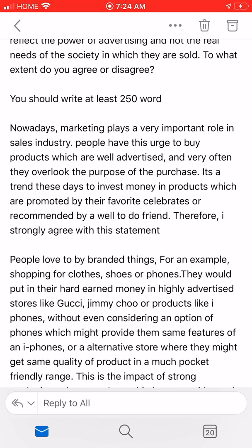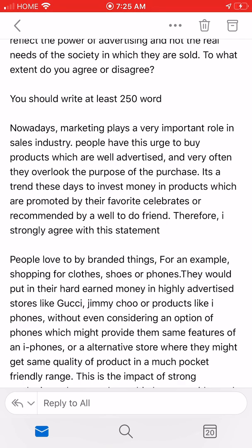Nowadays, marketing plays a very important role in sales industry. People have this urge. Do you see a mistake? I do. Why P is small? People have this urge to buy products which are well advertised, and very often they overlook the purpose of the purchase. Again, I think she should have written and very often people overlook. Why should she have written people? Because there are two nouns used here, people and products, and when she writes they, who overlooks, products or people? So clarify. You have words like latter, former, that you can use.